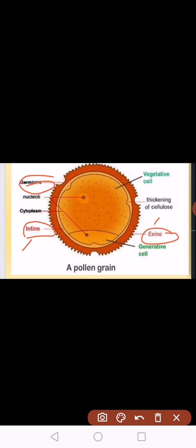Now, as the pollen grain matures, it contains two cells. So a matured pollen grain contains two cells. They are the vegetative cell and the generative cell.